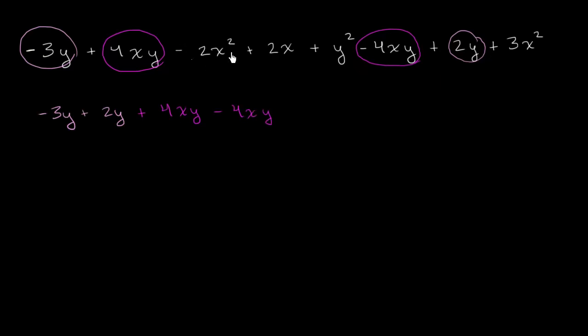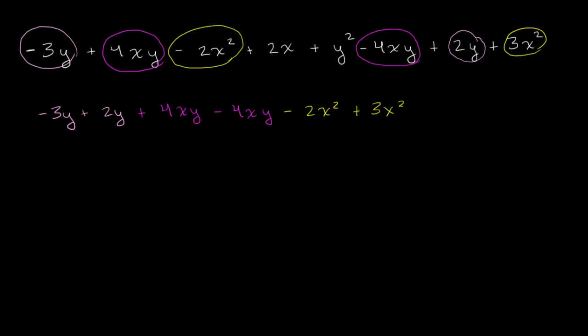Then let's go to the x squared terms. I have negative 2 times x squared, or minus 2x squared. So let's look at this. So I have minus 2x squared. Do I have any other x squareds? Yes, I do. I have this 3x squared right over there. So plus 3x squareds.